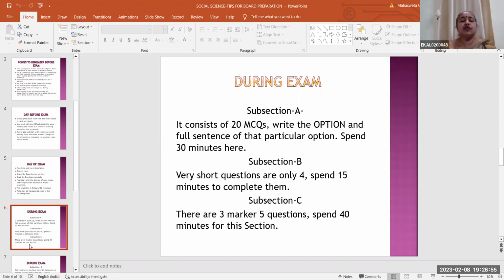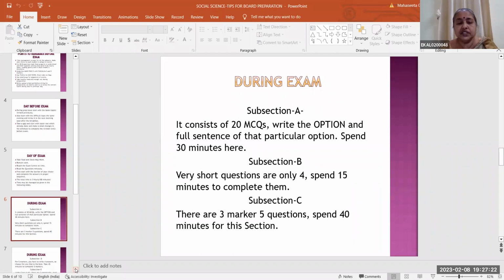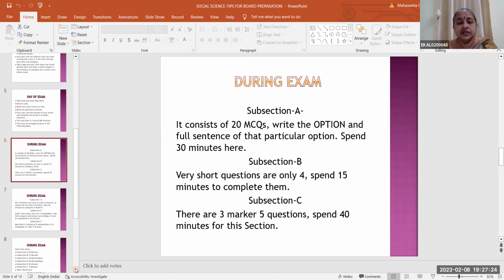Subsection B has only 4 questions of 2 marks, so 8 marks. Spend 15 minutes to complete them. When you come to subsection C, there are 5 questions of 3 marks. Spend 40 minutes for this section. Here again I am telling you, for a 3 marker, do not write only 3 sentences. Write complete sentences along with underlining the main points.